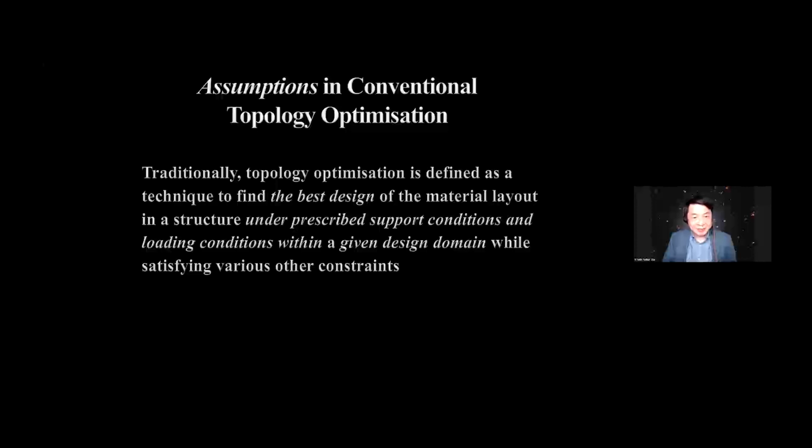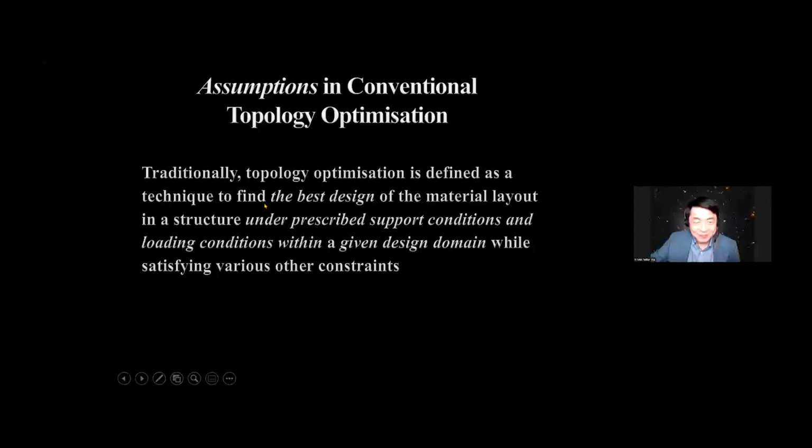Last year, Professor Philip Yuan asked me to contribute a paper to a new journal he was editing. The journal is called Architecture Intelligence. So I thought about this invitation for a while, and I decided to revisit all the assumptions in the conventional topology optimization. And so I'm going to show you some of the thinking I've got from that process.